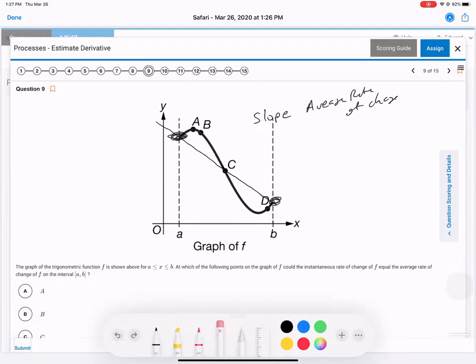If I draw a slope for A, that looks like that. Doesn't look right. If I draw a slope for D, that's going up like this. If I draw a slope for B, yeah. So B would be the point that would have the same average rate of change as an instantaneous rate of change. The slope at a point is my instantaneous rate of change.